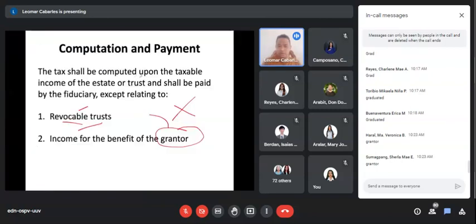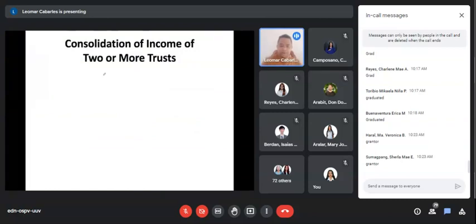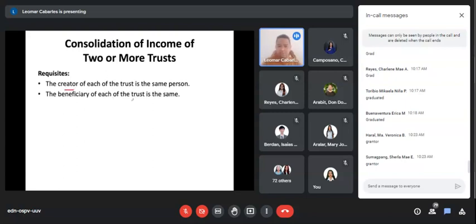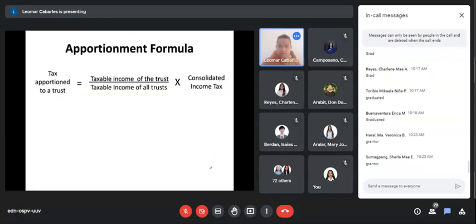So ang tinutukoy dito na trust is the irrevocable trust. Kasi kung revocable yan, there's really no trust that was established. Or if it's really for my benefit, then it really pertains to me pa rin. Then there's no trust established. Okay? Consolidation ng income ng dalawang trust. Pwede mo raw pagsamasamahin kung the same trustor, the same trustee, the same beneficiary. Consolidate lang, pagsamasamahin lang, pwede lang apportion siya. This is the apportionment formula.